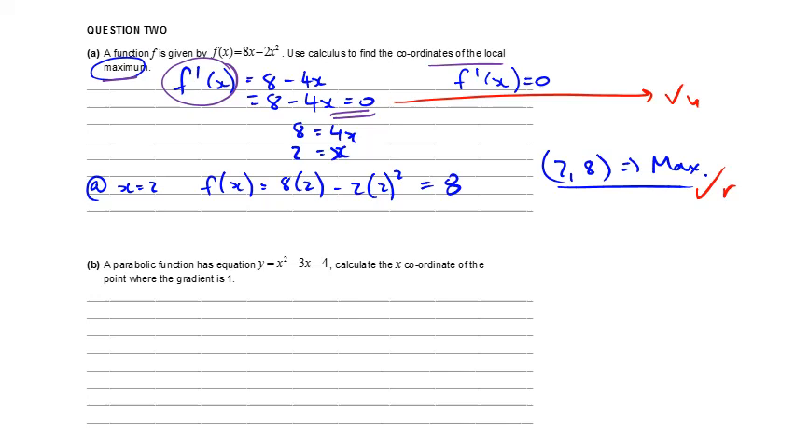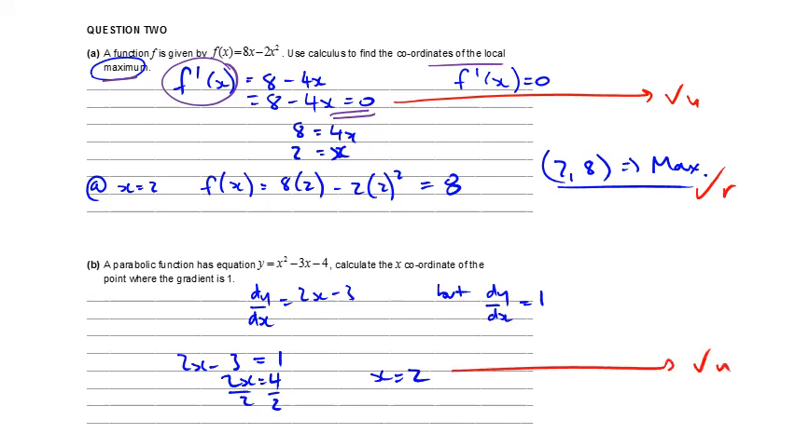parabolic function has the equation, calculate the x coordinate where the gradient is 1. So dy by dx equals 2x minus 3, but dy by dx equals 1. Can everyone read that question like that? So therefore 2x minus 3 equals 1, which gives you an answer of x equals 2. There is your basic achieved question.